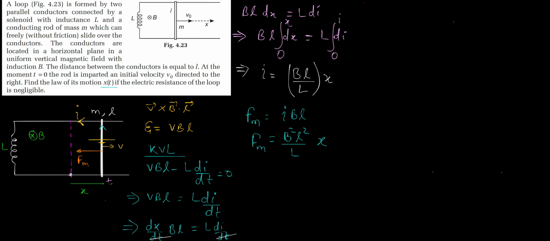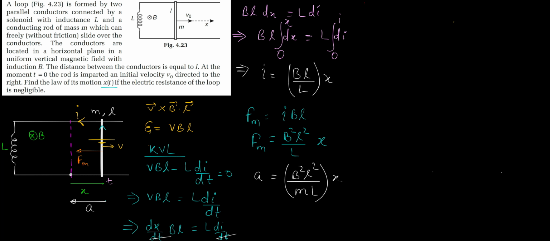Now we can find acceleration of this rod using Newton's second law. So acceleration will be magnetic force over its mass, and magnetic force is this one over the mass, so it becomes B square L square over ML, M is the mass of this rod, times the displacement x. Okay, this is the acceleration of the rod, and direction of acceleration of the rod will be towards left. We can easily see that it will be towards left.